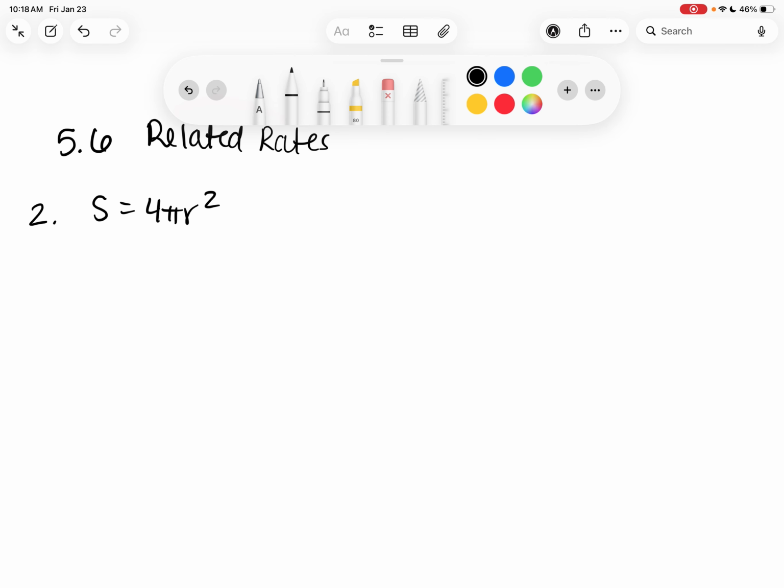So essentially we're just taking the derivative of it. They're just having us do everything except for the actual solving part. So we'd have ds dt is equal to 8 pi r dr dt. And that's all we have to do for those ones.